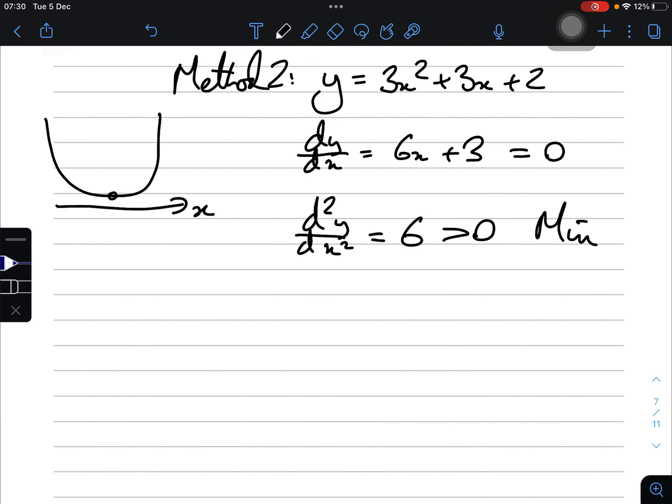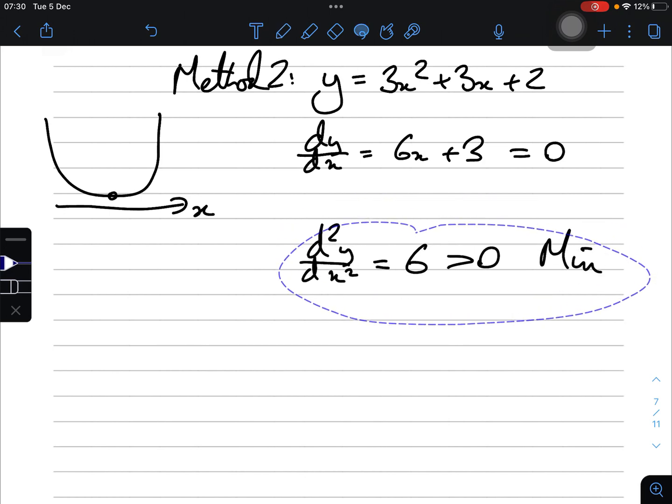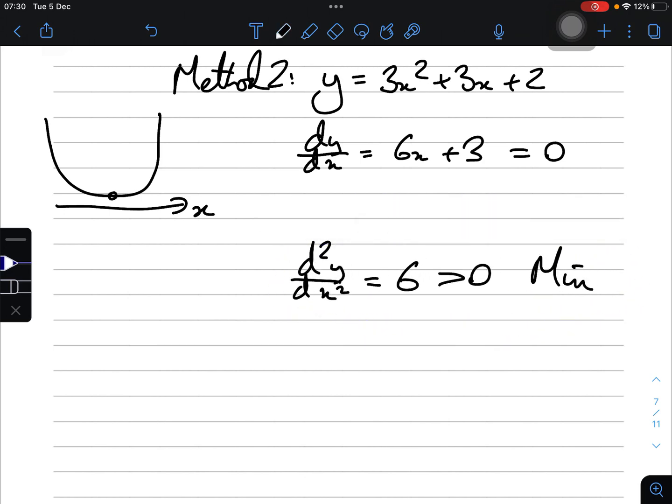Have I shown it's above the axes? No, I haven't. So maybe in this case you do want to find your x and just show that it's above the axes. We know it has a minimum point, we just don't know whether it's, looking at our graph here, like this or like that, basically. So we're trying to find that it's above our x-axis. So we do need our x solution here, x equals minus a half.